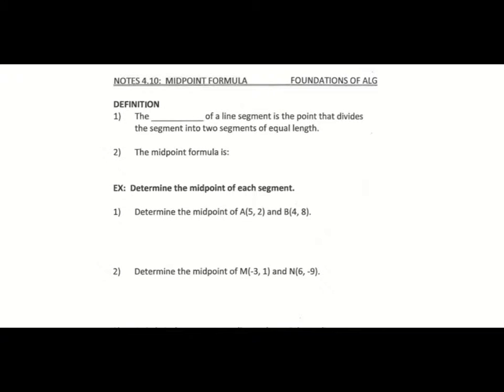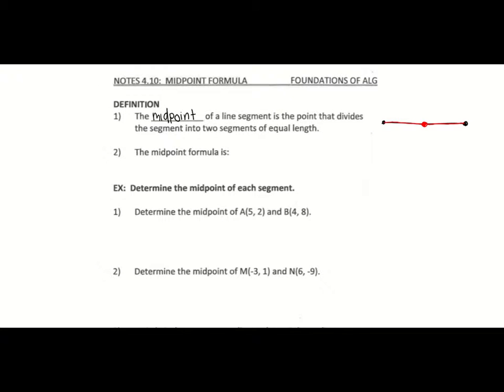Our last section in Chapter 4 talks about midpoint. The definition of a midpoint is that the midpoint of a line segment is the point that divides a segment into two segments of equal length. So if I were to draw a line right over here, my midpoint is the point right in the middle. It makes this piece right here the same as this piece right here.